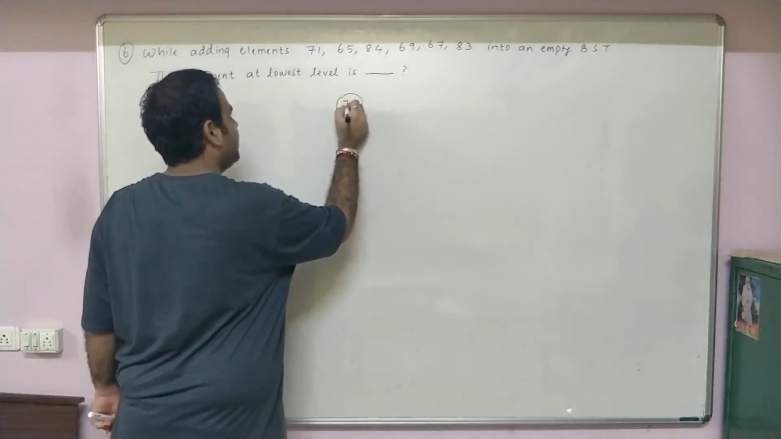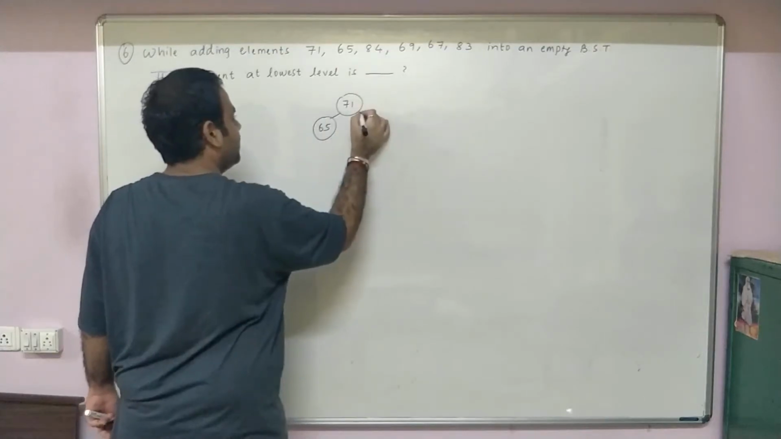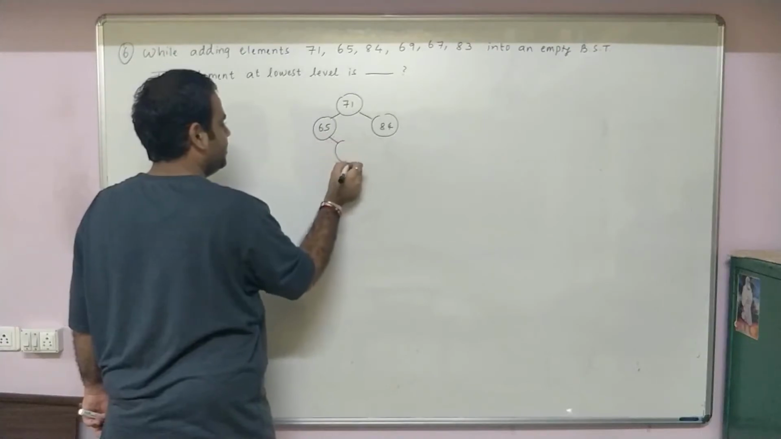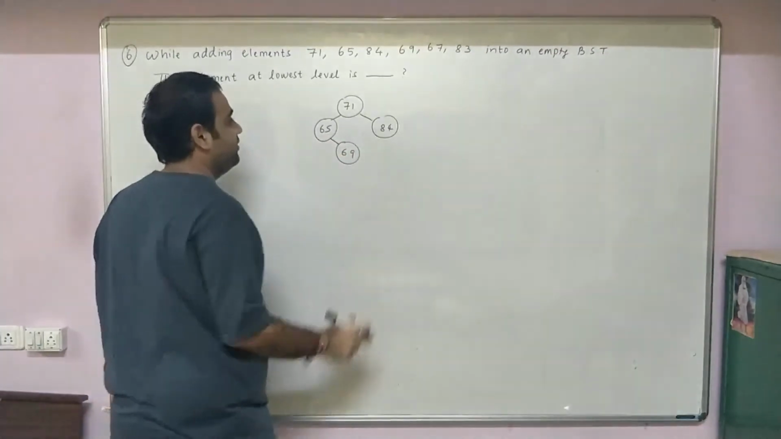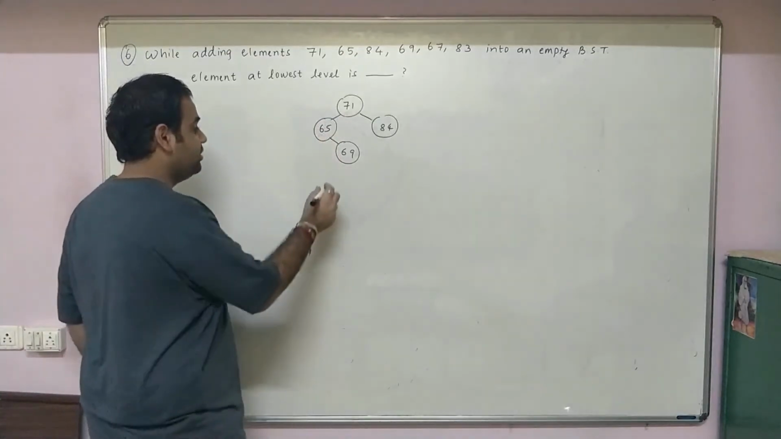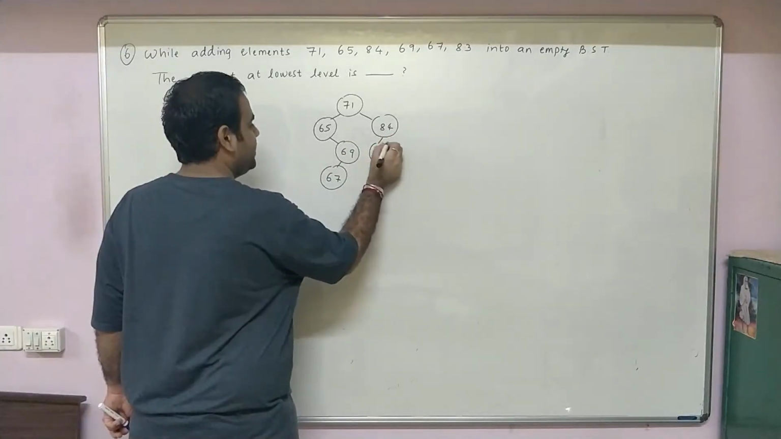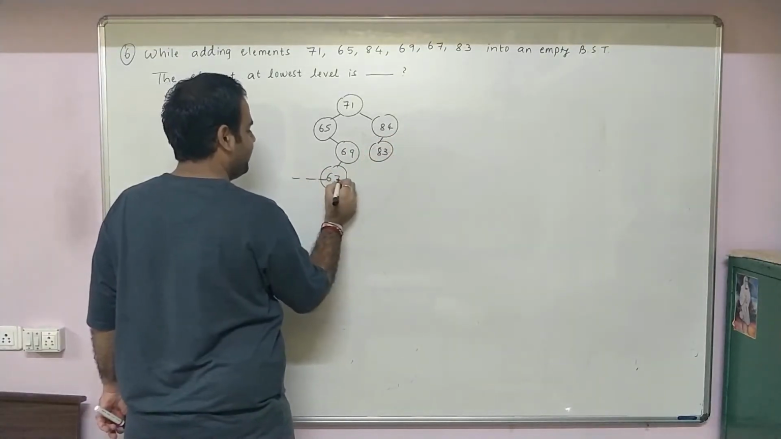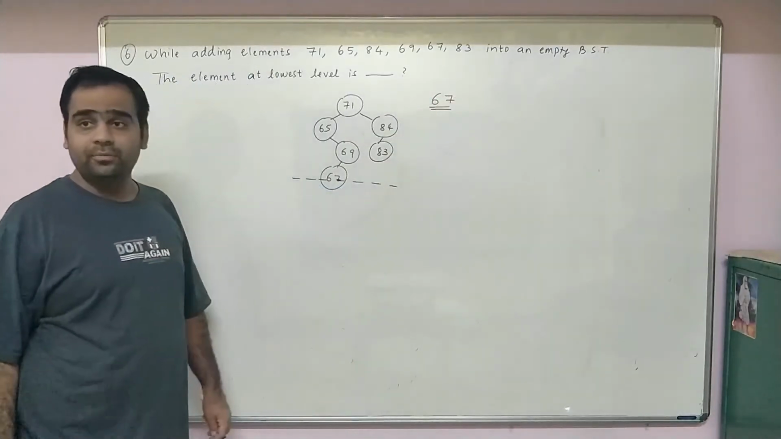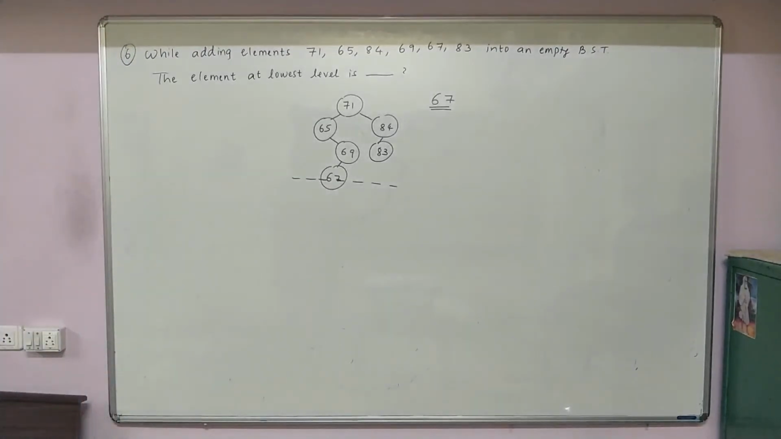Now you entered 71, next is 65, less than 71, 84 greater than 71, 69 is less than 71 but greater than 65, 67 is less than this, greater than this, and again less than this, therefore this is 67, and last is 83, 83 comes over here, and this is the final level, therefore the correct answer is 67. That's a very simple question.